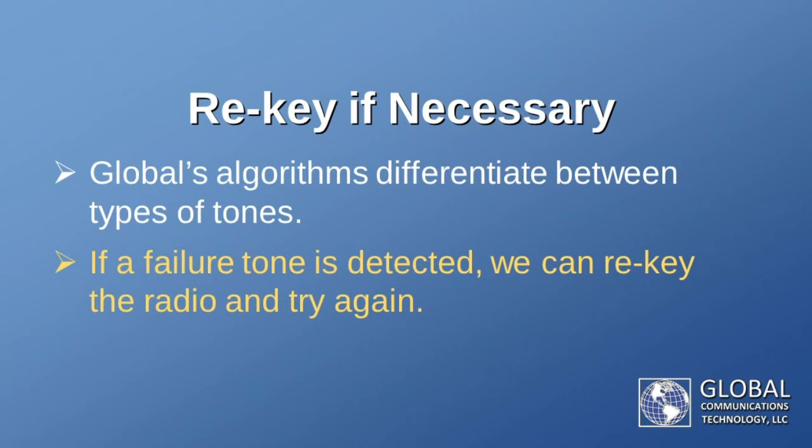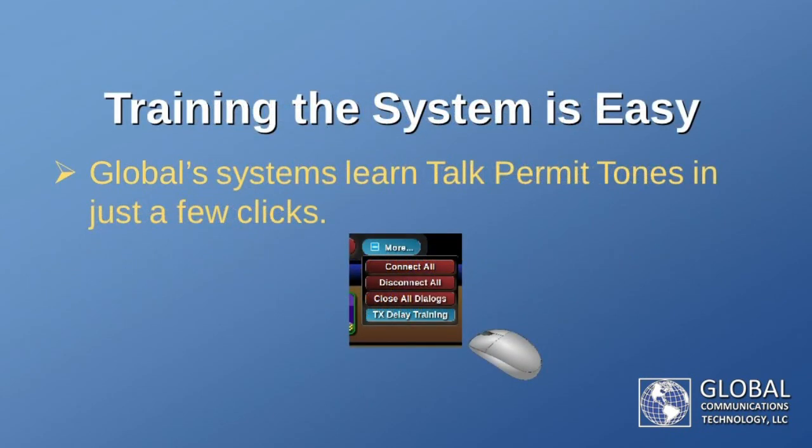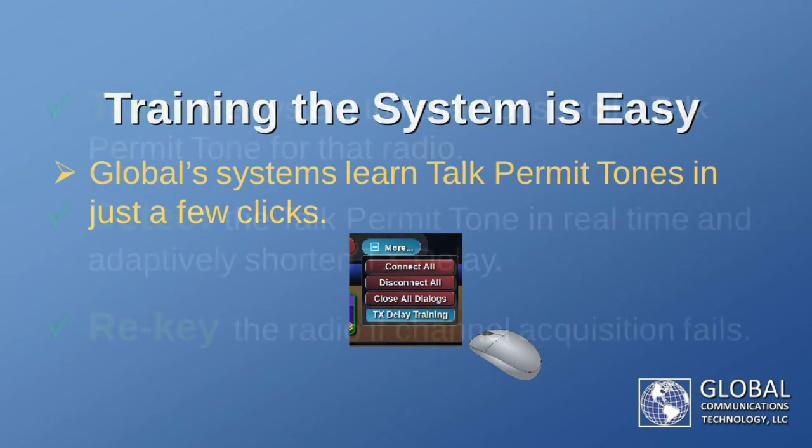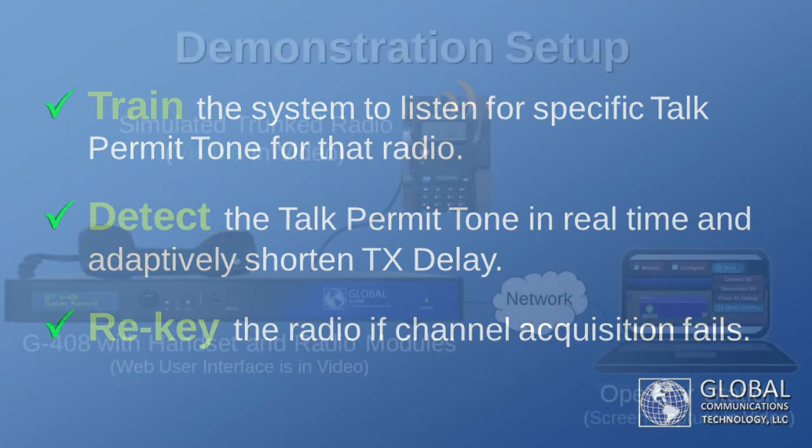But to add complexity, since talk permit tones can sound different on different radios, we added some algorithms to learn from the radio what the talk permit tone sounds like, and then we use that to create a pattern for that specific radio, and then that pattern gets used to do the tone detection in real time. So that's the feature that I'm going to show you, all of this stuff.